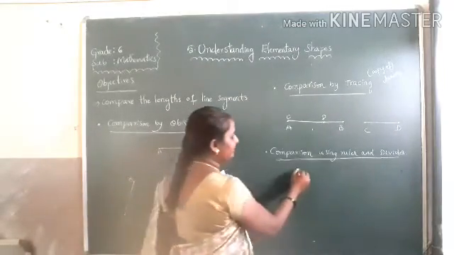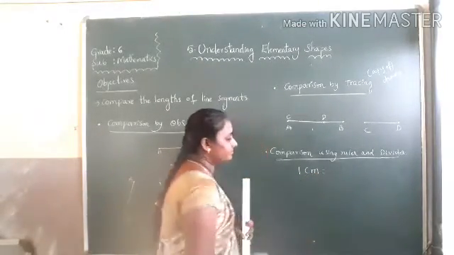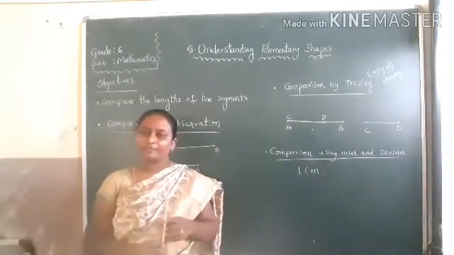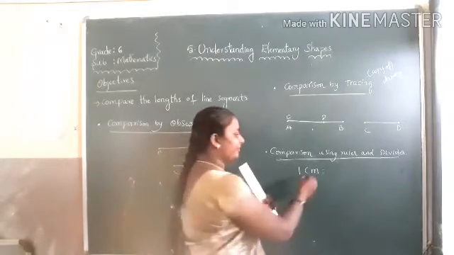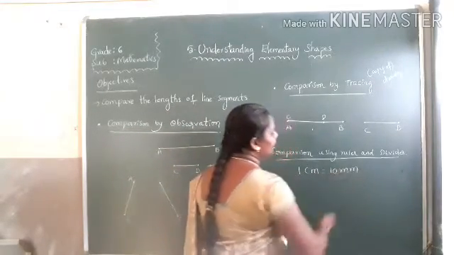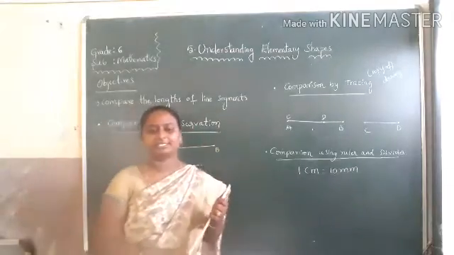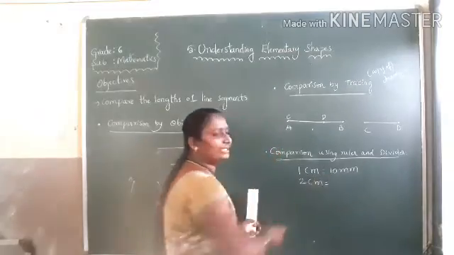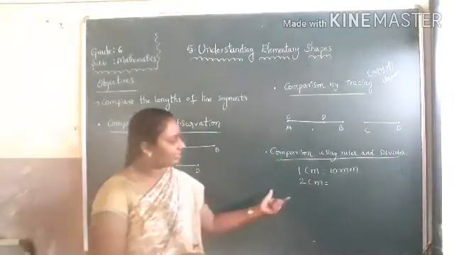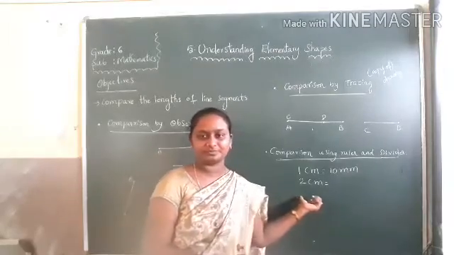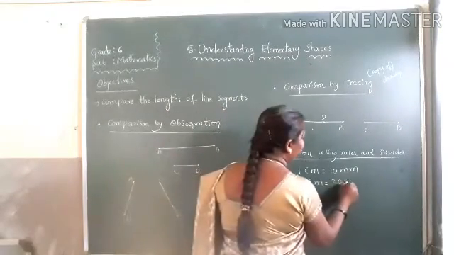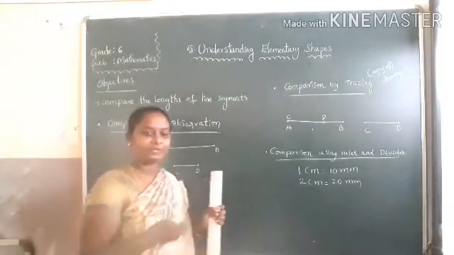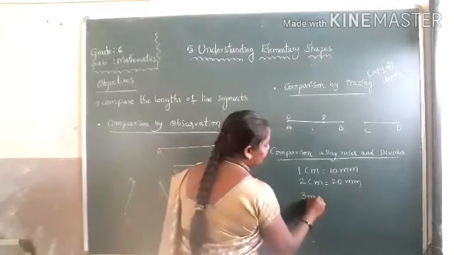Now, my question is how many millimeters make 1 centimeter? Very good. 1 centimeter is equal to 10 millimeters. How will you write 2 centimeters? 1 centimeter is equal to 10 millimeters, so 2 centimeters is equal to 20 millimeters. Very good.